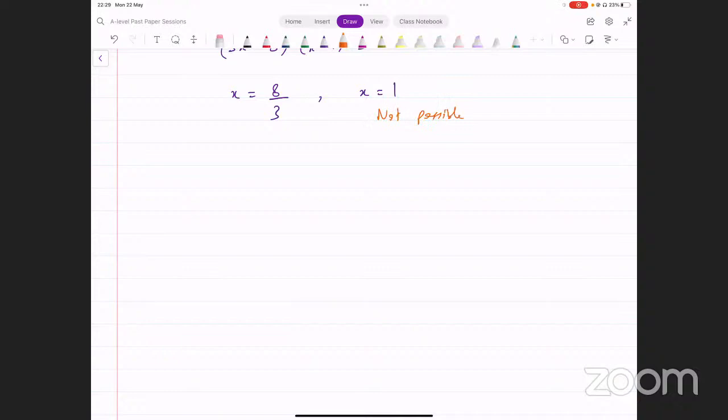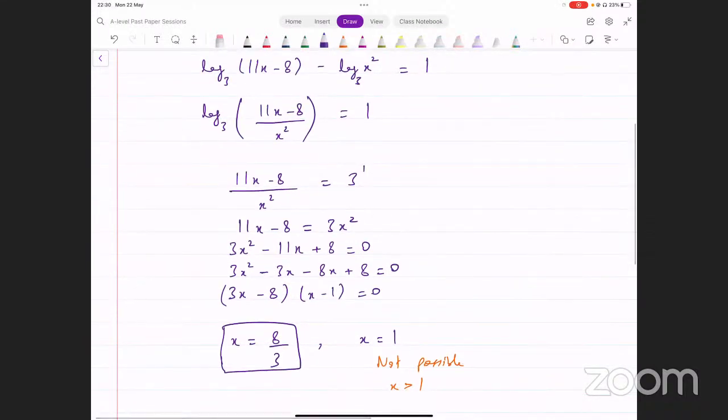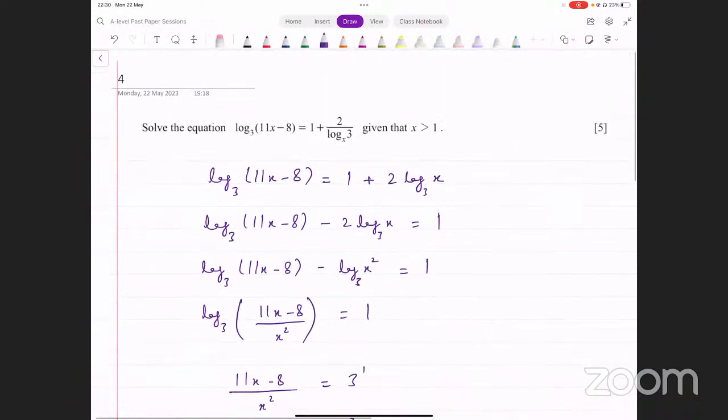It's given in the question that x is greater than 1. So there's only one value of x that satisfies this equation then, which is 8 over 3. And that is our final answer. X equals 8 over 3. Okay. That was question number 4.